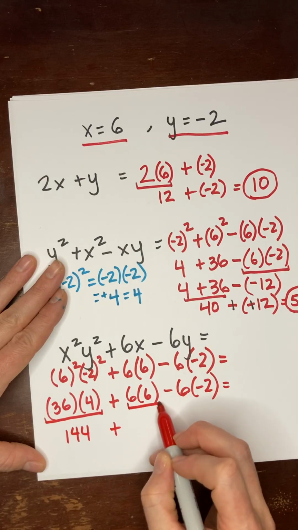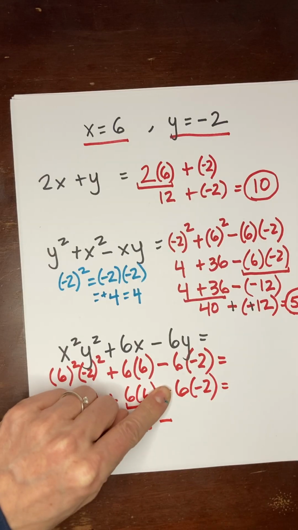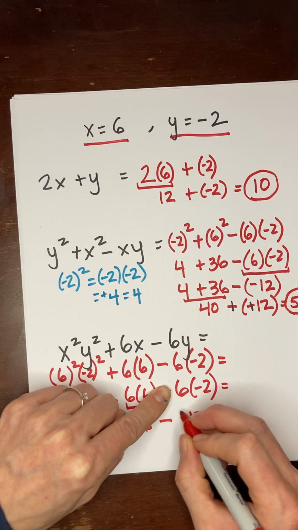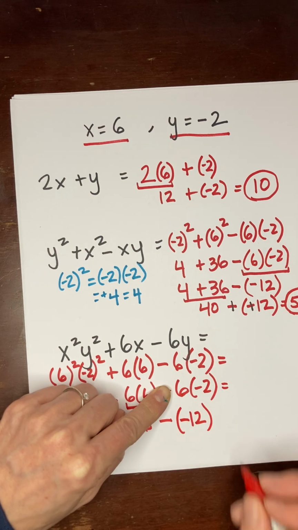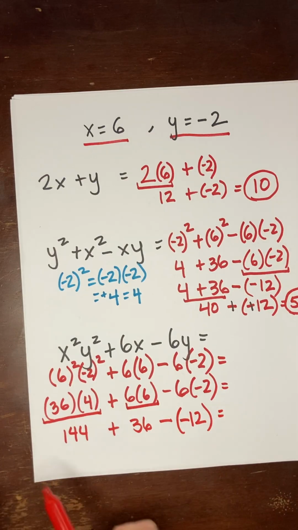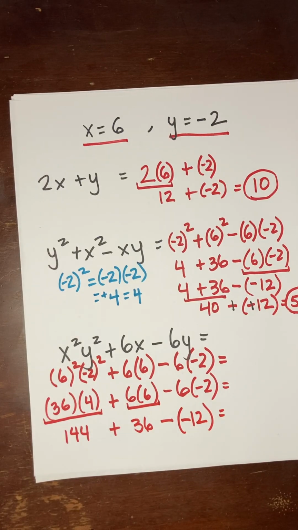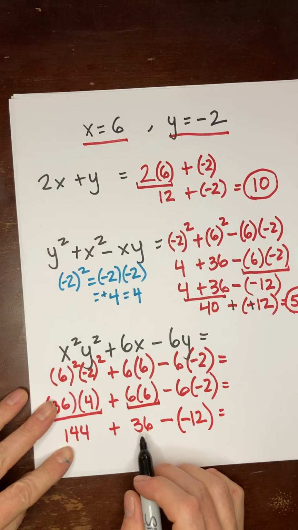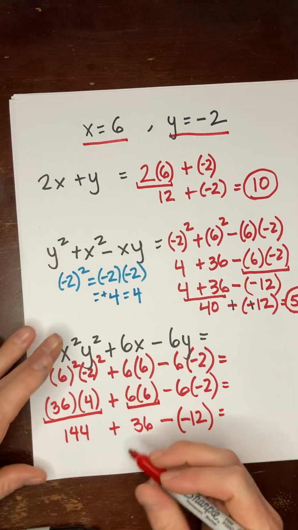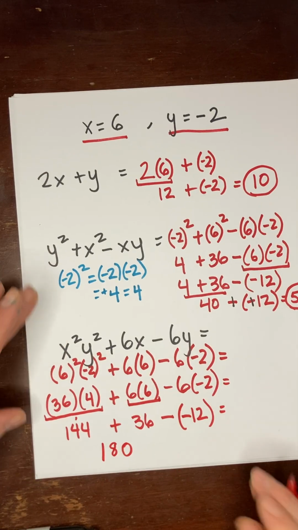Plus 6 times 6 is 36, minus. Okay, I'm going to cover that up if it helps me. 6 times 2 is 12, but I have a plus times a minus, so that's going to make it a minus 12. Okay, now that I've done all of my multiplication, now I can go back and do all of my addition and subtraction going from left to right. Okay, so I have 144 plus 36. So 6 and 4, that's going to make 10, carry the 1, that's going to make an 8. So that's going to give 180.